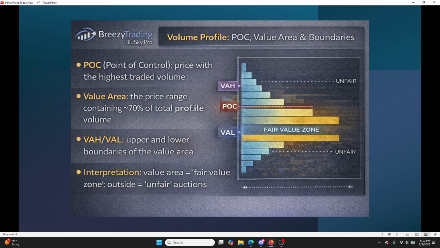Simple breakdown of what this is, just to really reinforce it. So point of control: price with the highest traded volume. That is the middle point. And what you'll find with that middle point is, regardless of how far you think price is extended, it will always hunt its way back to that balance point. That's just how market dynamics work. And with the point of control, sometimes you're like, there's no way it's going to get back to this area. The market will surprise you and it will make its way back to that point of control.